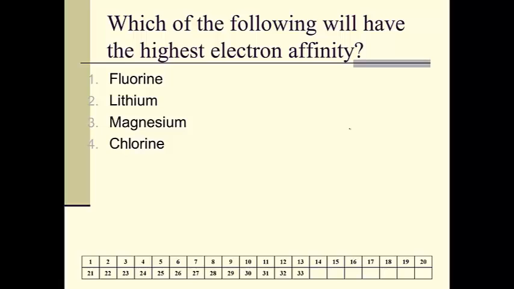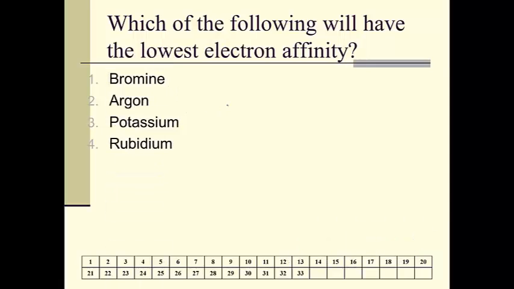Okay, so which of these will have the highest electron affinity? Again, pause the video, find these on the periodic table. The one that's going to gain it, or have the highest electron affinity, is going to be the smallest one that is not a noble gas, which is fluorine.